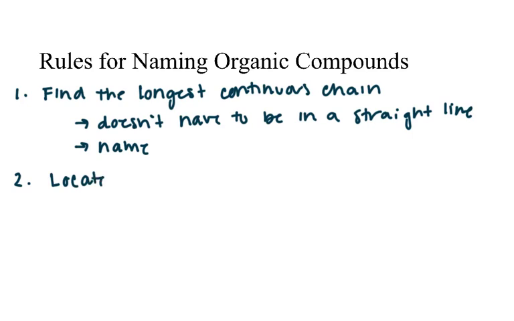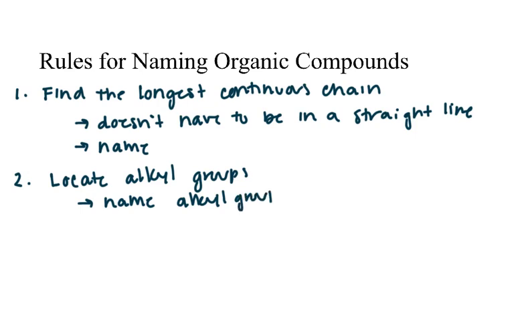Our next step is we're going to locate those alkyl groups. We're going to name the alkyl group, whether it's methyl, ethyl, butyl, propyl, and so on. And we're going to use a number to tell somebody where that is. Kind of like we had the numbers to tell us where our double or triple bonds were. Same thing with the alkyl groups.